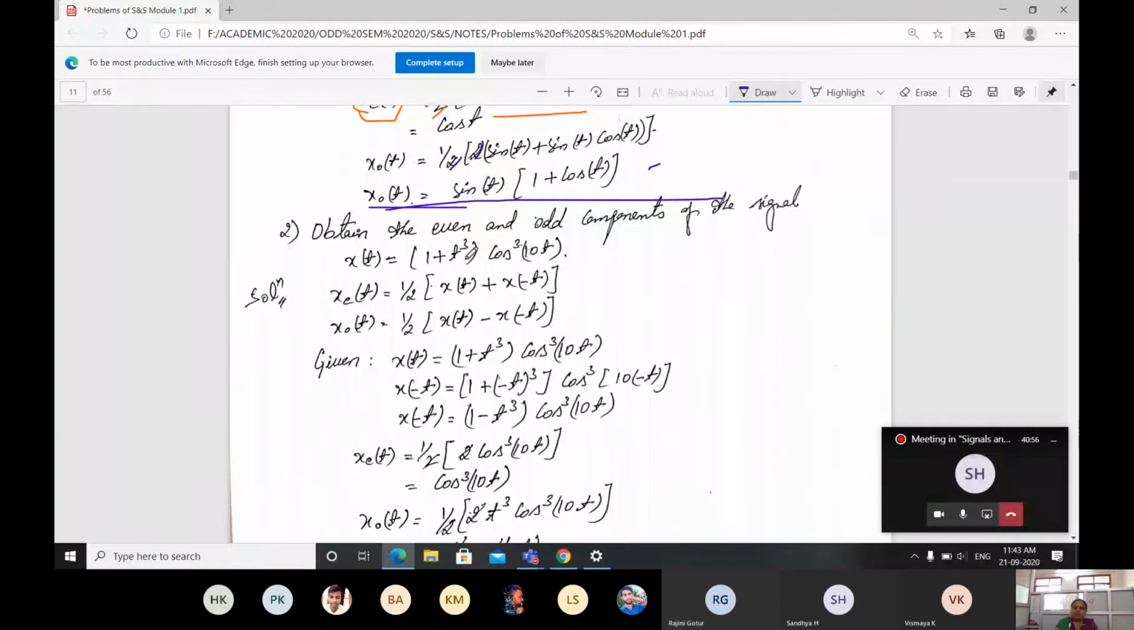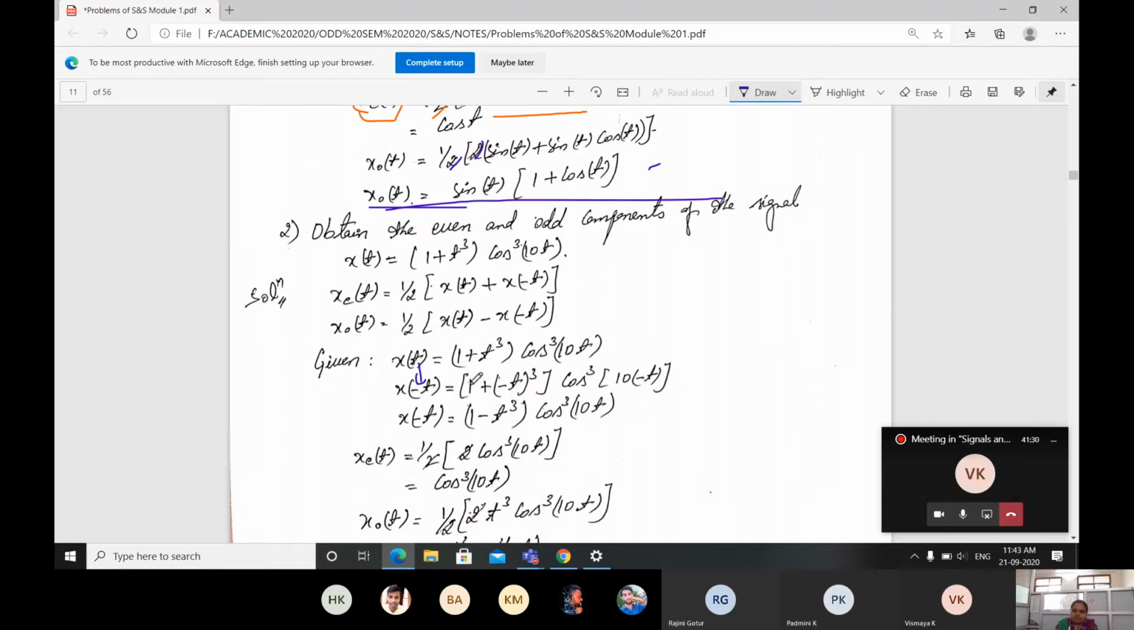x of t is given as (1 plus t) raised to 3 cos raised to 3 of 10t. Here first you write the even part of the equation. It's going to be x e of t equals 1 by 2 of x of t plus x of minus t. Then the odd part, x odd of t, is going to be 1 by 2 of x of t minus x of minus t. Okay, then already we have x of t. What we want is x of minus t. Just replace t by minus t, x of t to x of minus t.